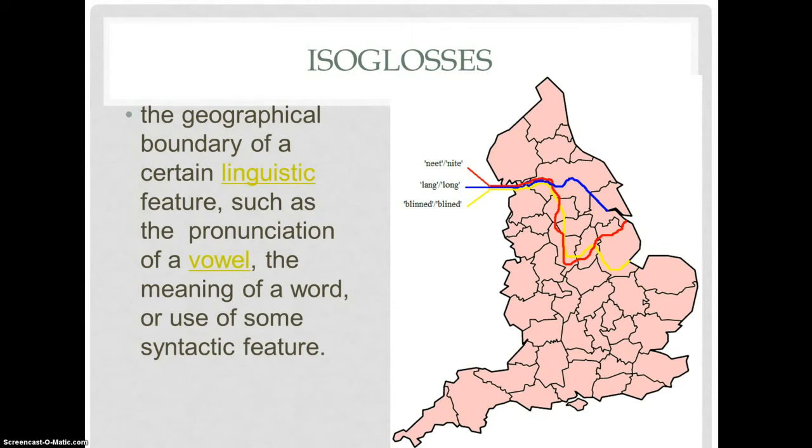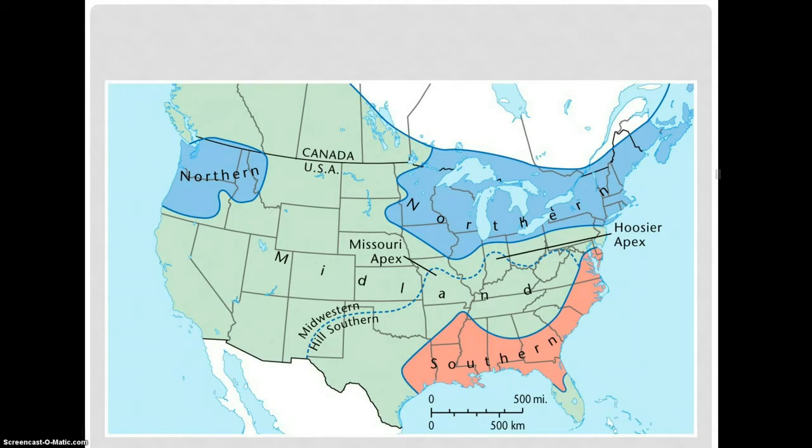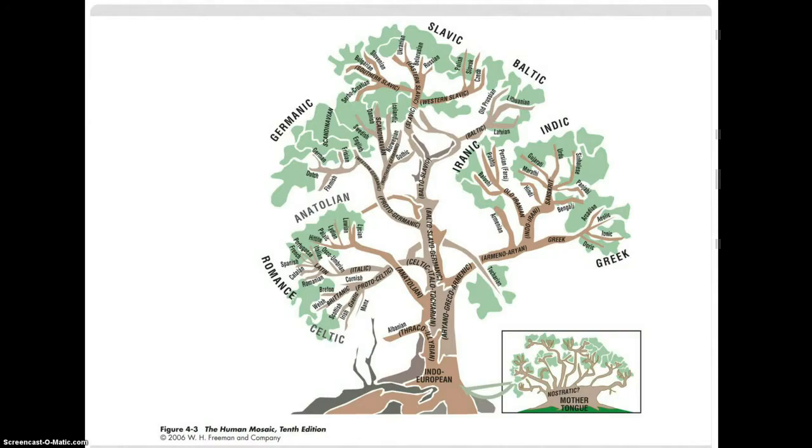The blue line separates people who would say lang instead of long. And so you can draw isoglosses. So make sure you read about isoglosses on the map. And here is a map showing dialects in the U.S., and they are drawn by isoglosses. So you have a southern dialect, a northern dialect, and this kind of middle, and then there's a Hoosier apex. But all of these were drawn by the process of isoglosses.